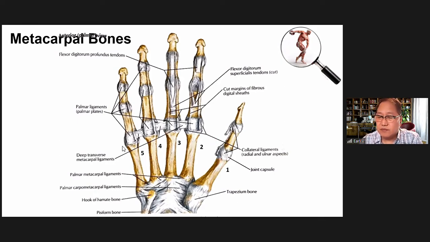Interesting also, the second, third, and fourth metacarpals are fused together at their metacarpal heads. There is such a thing as the transverse metacarpal ligaments to hold them together so they don't separate. At the anterior surface of the second and third MP joints is a very thick capsule. The thickness of this capsule is to prevent further hyperextension of the MP joint.